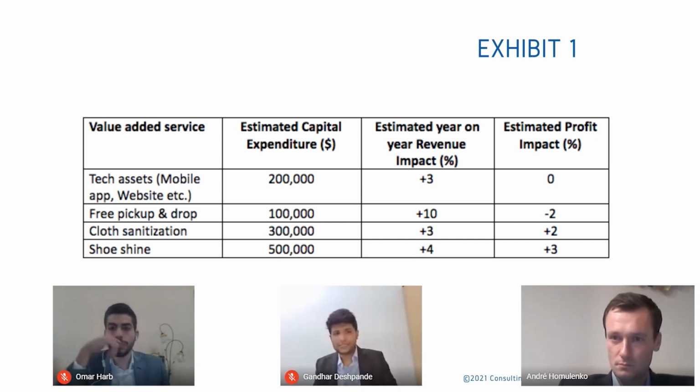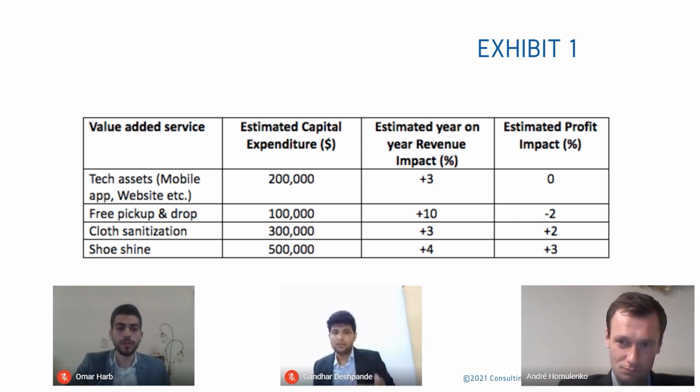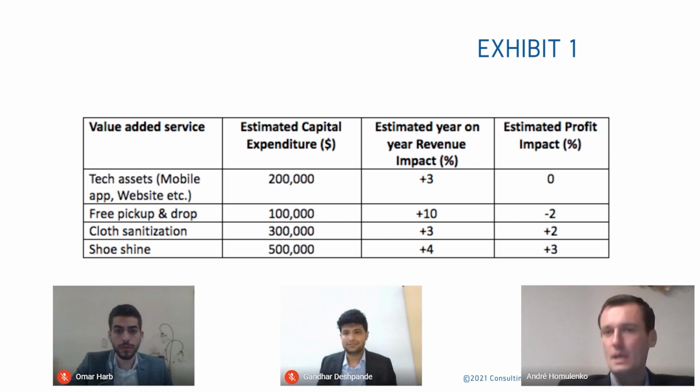So the first priority is free pickup and drop, because when I analyze the capital expenditure, it is on the lowest side. Plus the expected revenue growth is 10%. So that meets our financial target that we want to increase our top line by 10%. However, this comes with a negative impact on profitability. So if we do not have any restrictions in terms of capital expenditure, we can look at cloth sanitization or shoe shine, so that we can balance the profitability aspect as well. Okay, thank you very much, Gandhar.